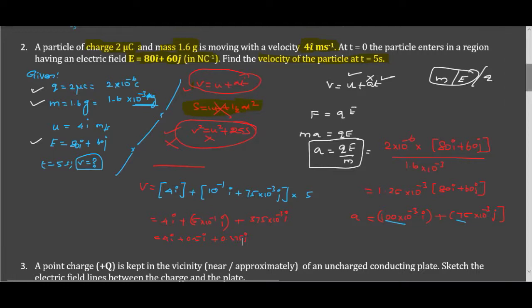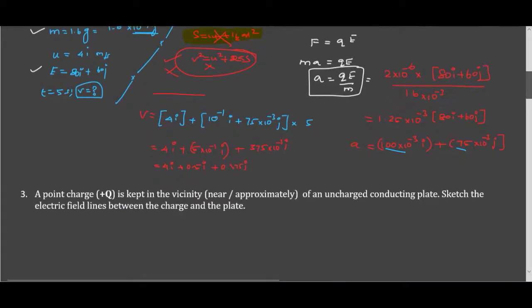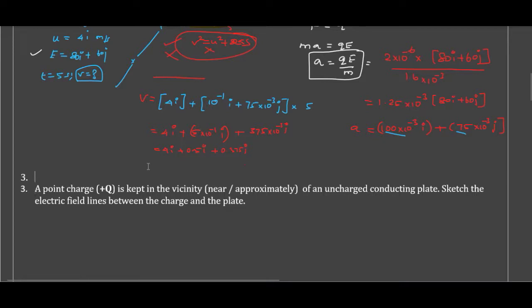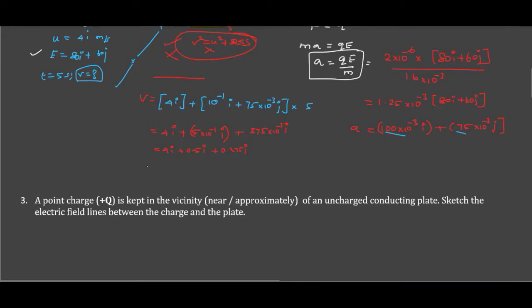So directly we can add it: 4i plus 0.5i, then 0.375. So if you add this, finally our result is 4.5i plus 0.375j. So this is the final velocity of the given particle, moving with this much velocity.